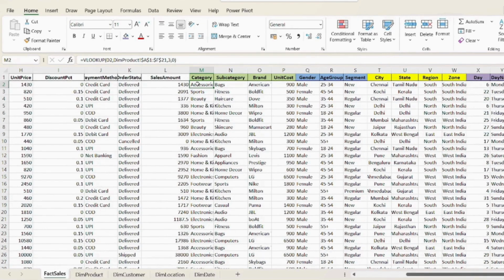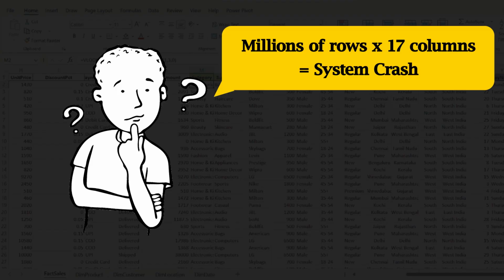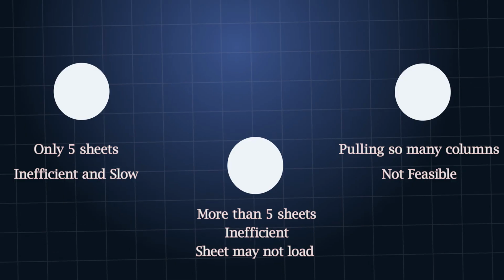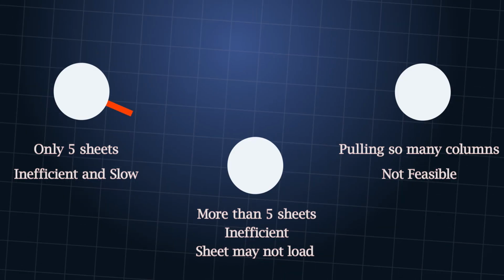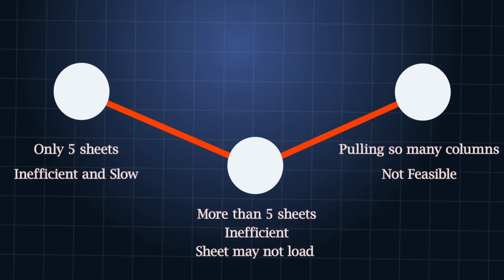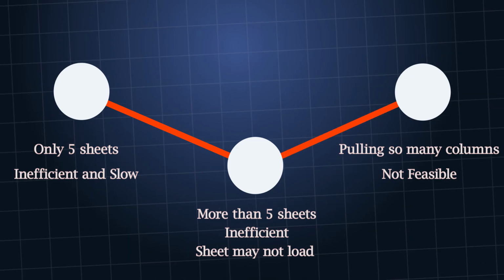In this example, we have only 12,000 rows. If you are working in a big organization like Amazon or Flipkart, where you deal with millions of rows each day, then imagine how inefficient it will be to pull 17 columns of data for millions of rows. Also, here we are working with only 5 sheets. In real life business scenario, there could be 10 sheets or even more. So pulling so many columns for millions of rows is not feasible in real life scenario.